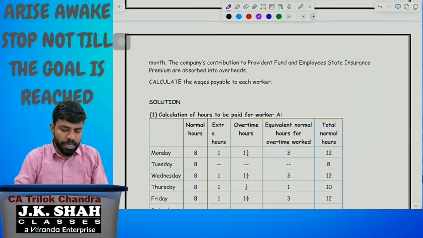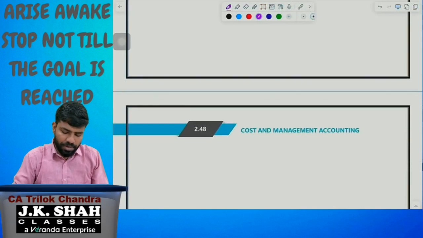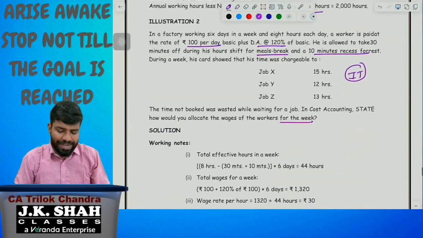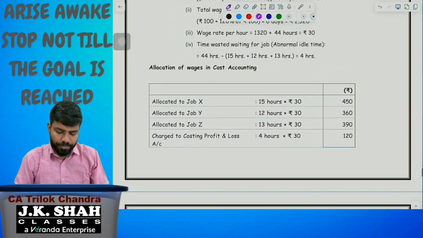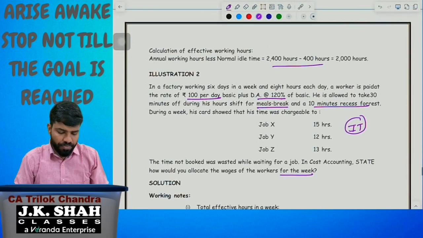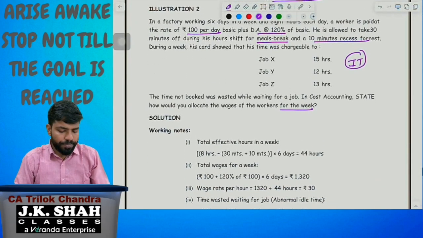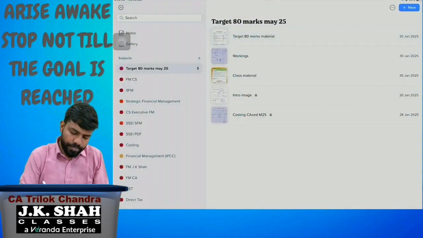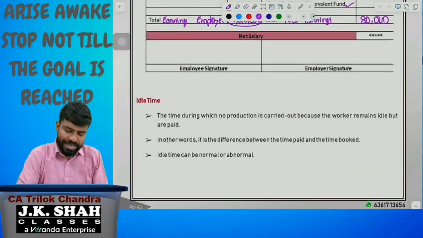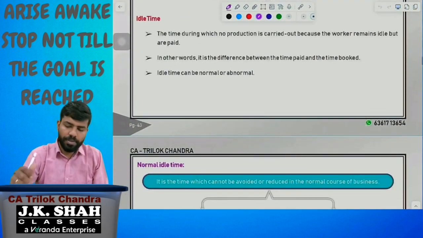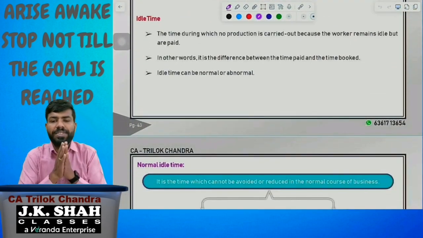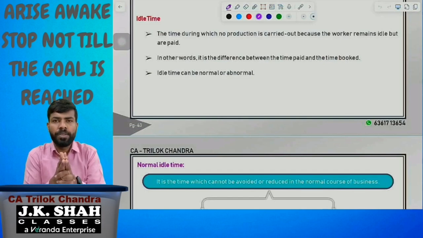Now, let us start with the concept called idle time and overtime. Let us understand the concept first. See here. First of all, idle time. What does idle time mean?